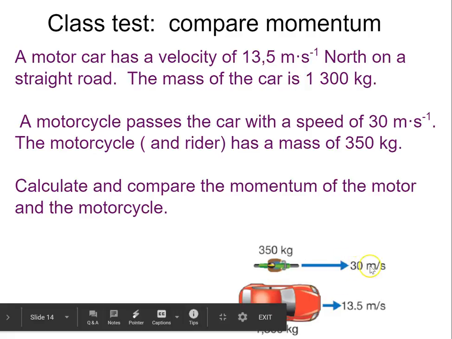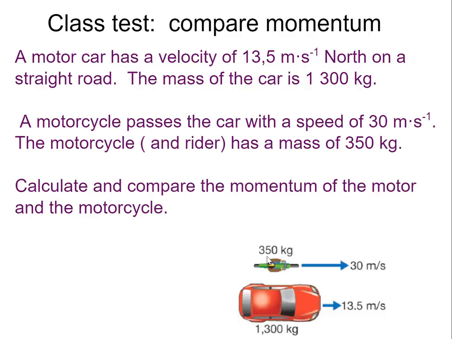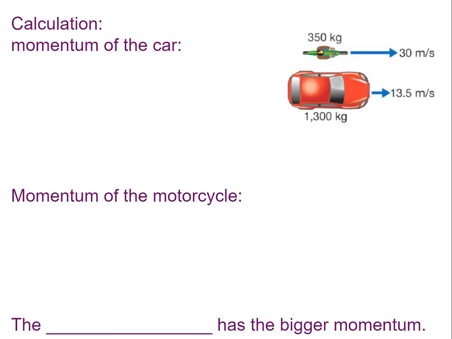You can see the velocity of the motorcycle is much greater than the velocity of the car, but the mass of the motorcycle is much less than the mass of the car. The car has got a mass of 1,300 kilograms, whereas the motorcycle only has 350 kilograms. You need to compare these two momenta, so you need to figure out which one has the greatest momentum. That is not easy to see at first. You have to do the calculation.